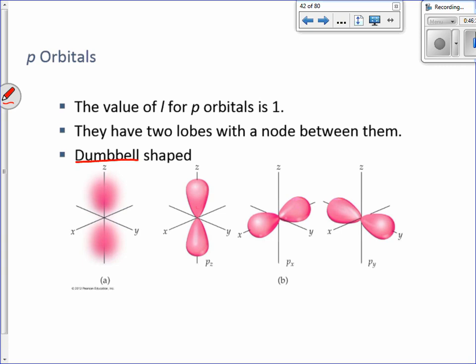You have one on the z-plane. Here's one on the x-plane. And then you have one on the y-plane. Okay, so you have one on each plane. That's why there's 3 in the sublevel. Okay, 3 different p orbitals, all shaped like dumbbells. They have the 2 lobes and the node in the middle.